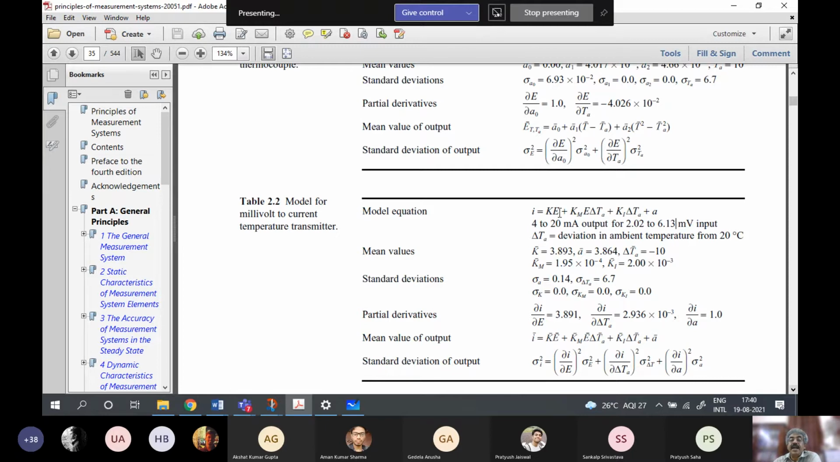What do we see here? This is the actual input, which is the millivolts. Suppose the converter is giving 4 to 20 milliampere for 2.02 to 6.13 millivolts input. I don't know how they have chosen this 2.02 to 6.13. Probably they represent certain temperatures here.